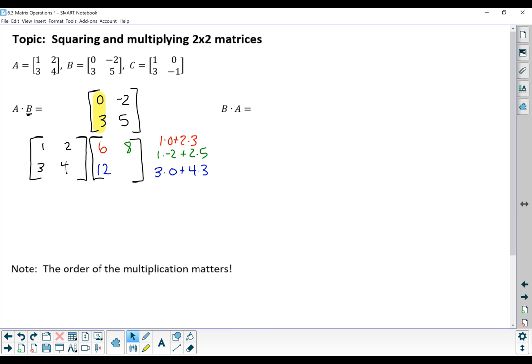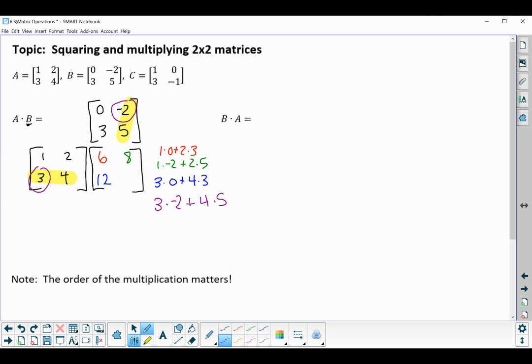And now switching to the second column, second row combo, that is going to give us our last element. So the 3 multiplies by the negative 2. Again, start outside and work your way in. Plus 4 times 5, that's negative 6 plus 20. That's 14.